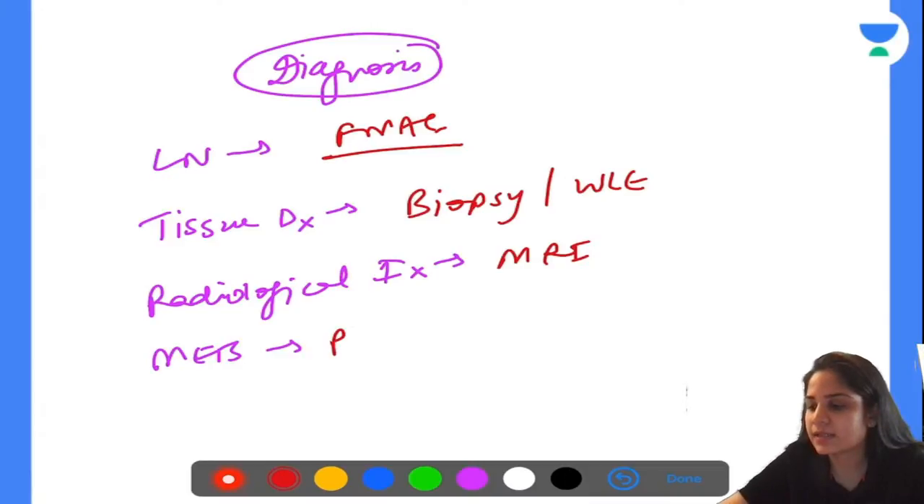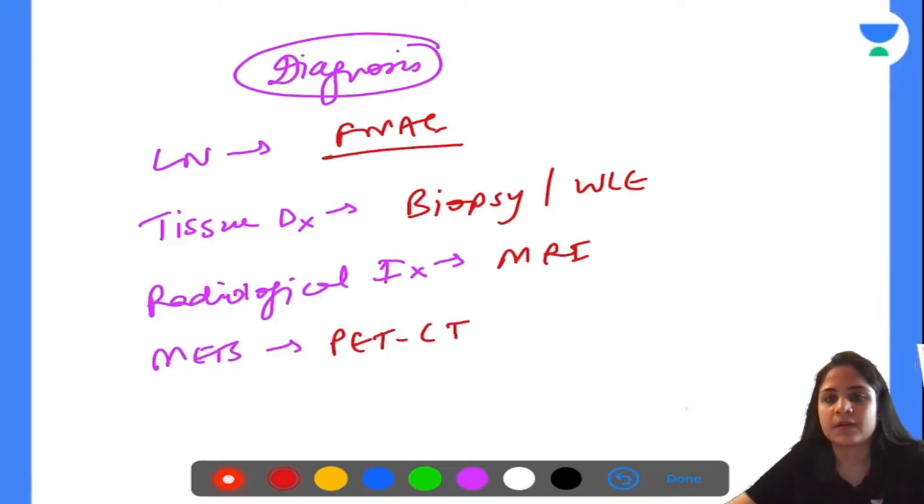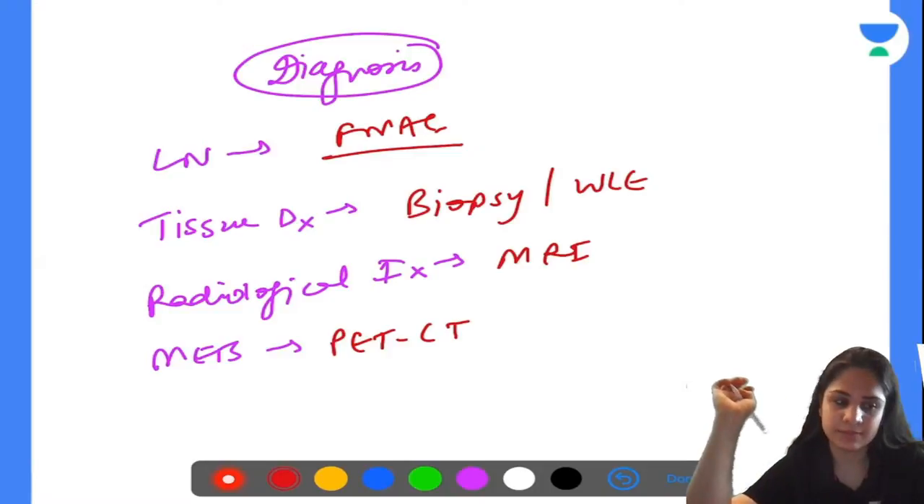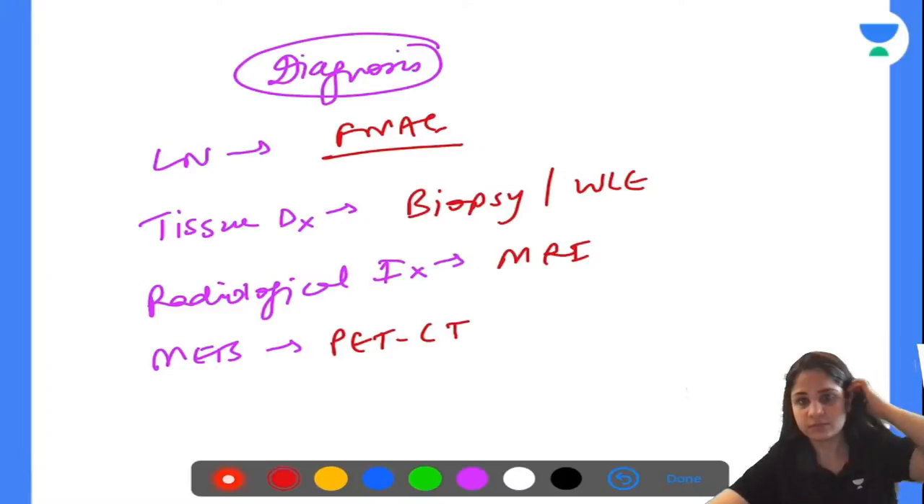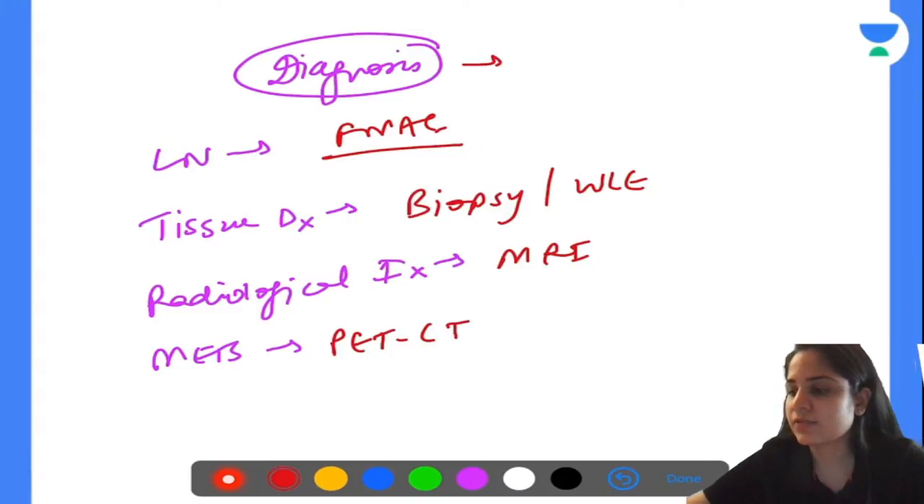And last, if they ask you to tell about the mets, tell me about the spread of this tumor, then you will do a PET CT to see the mets. Okay, so these are all our diagnostic modalities for oral cavity cancers.